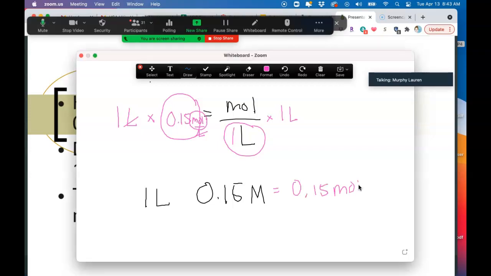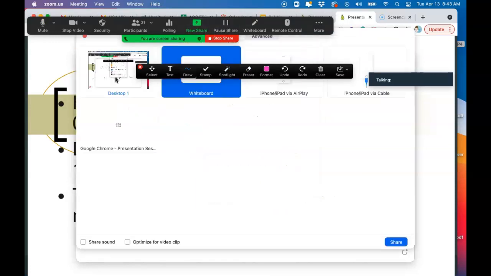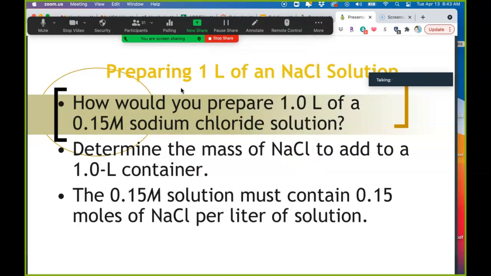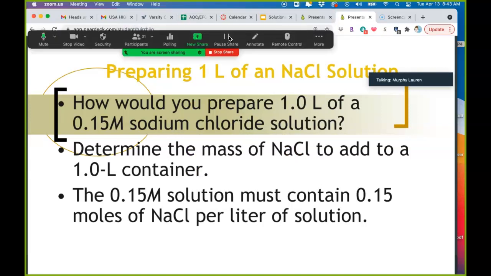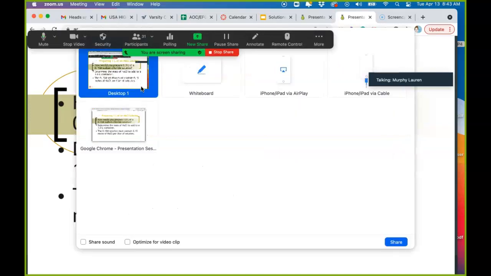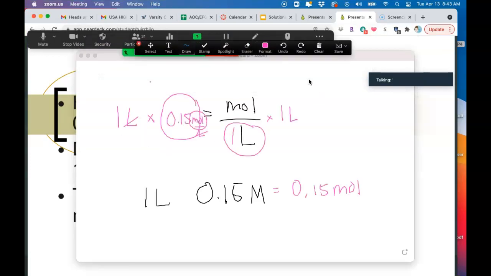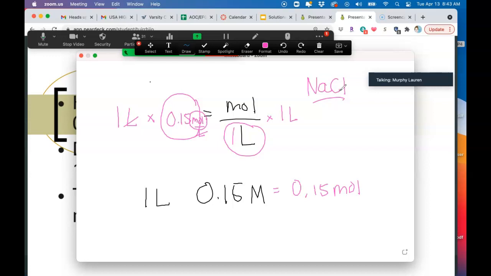Now, who is this of? Well, I'm asking you to make sodium chloride solution. Who is sodium chloride? First of all, what's its chemical formula? Sodium chloride, right? This is salt. So basically, they're asking you to make salt water.